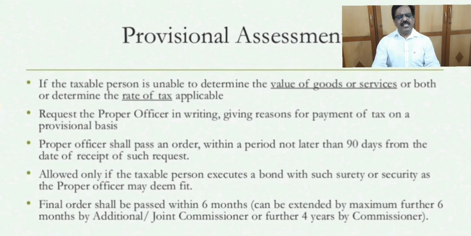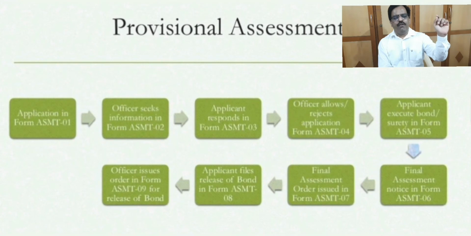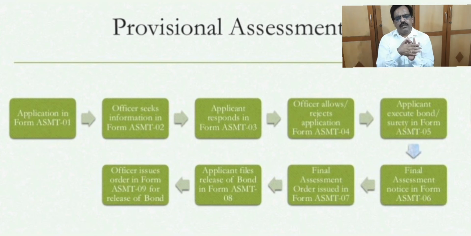Now, provisional assessment has a process actually. It is a 9-step process, we can say. ASMT 01 form, that is the first form where we are submitting the request to the department, and then department asks us to give the report. They seek details from us and then we give the details. Then department says you furnish a bond, we furnish the bond, then tax liability arises, we fulfill the tax liability, and at the end release of the bond happens once the process gets over.